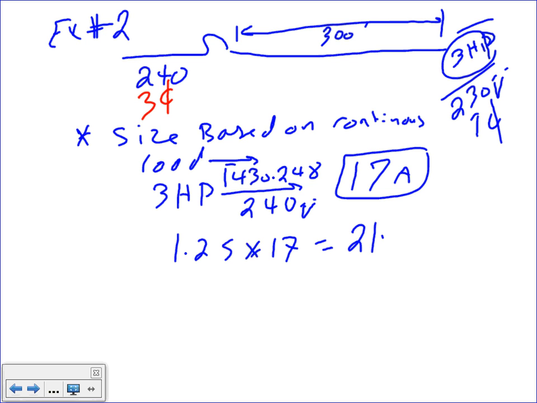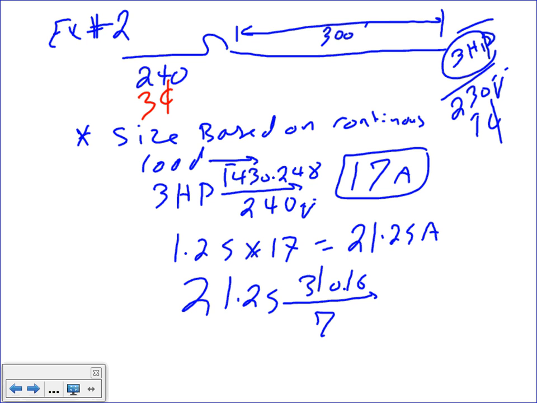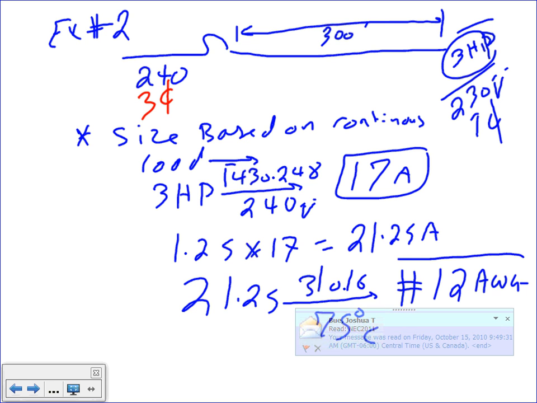21.25, okay. And then, since it's a motor, you take 21.25 to where? 310.16, under which column and why? 75, because they're motors. And what would you get? Number 12.